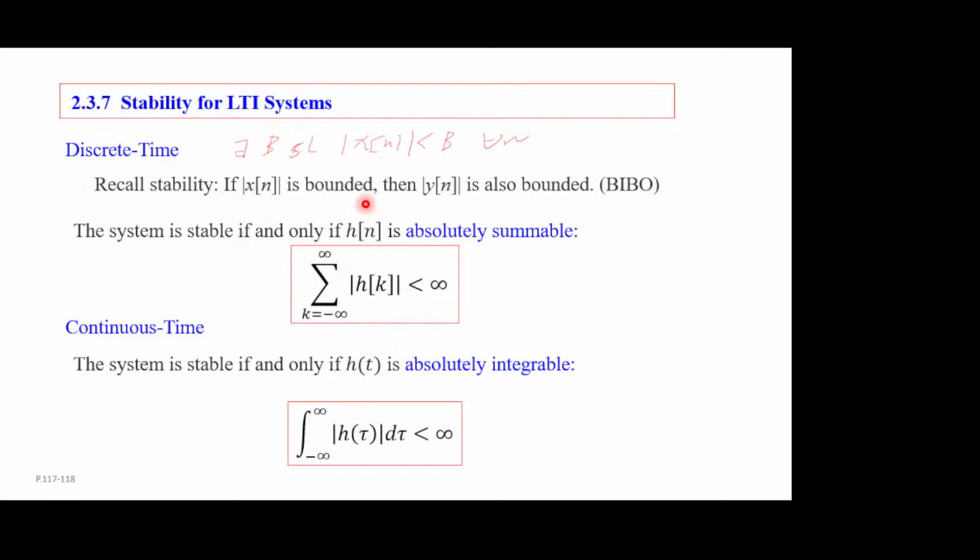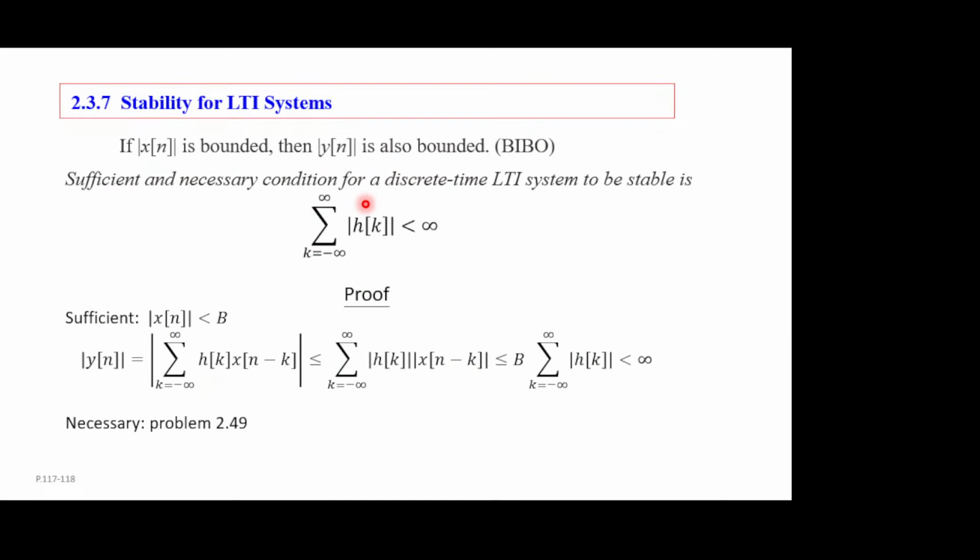Any question so far? Okay, if there is no question, then let's do a small proof here. I guess we only have half a proof here. For the discrete time, let's see why this absolutely summable condition on h means the system is stable.